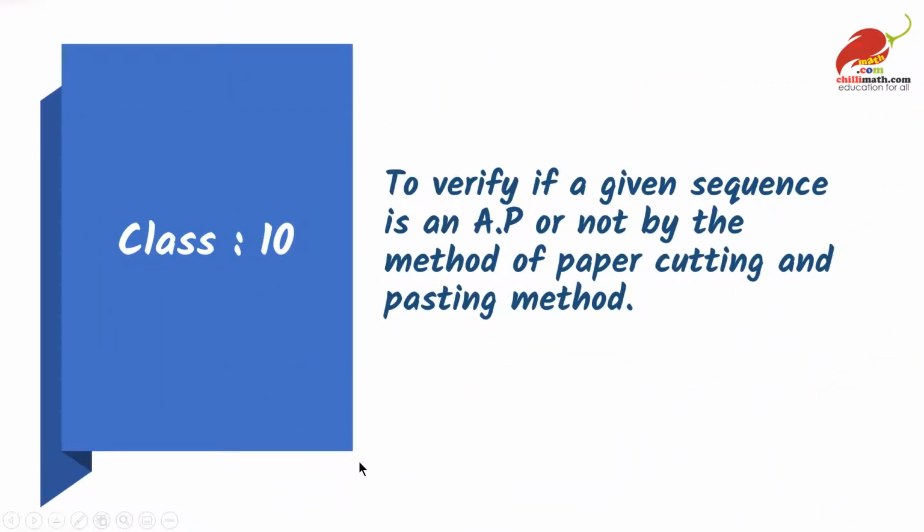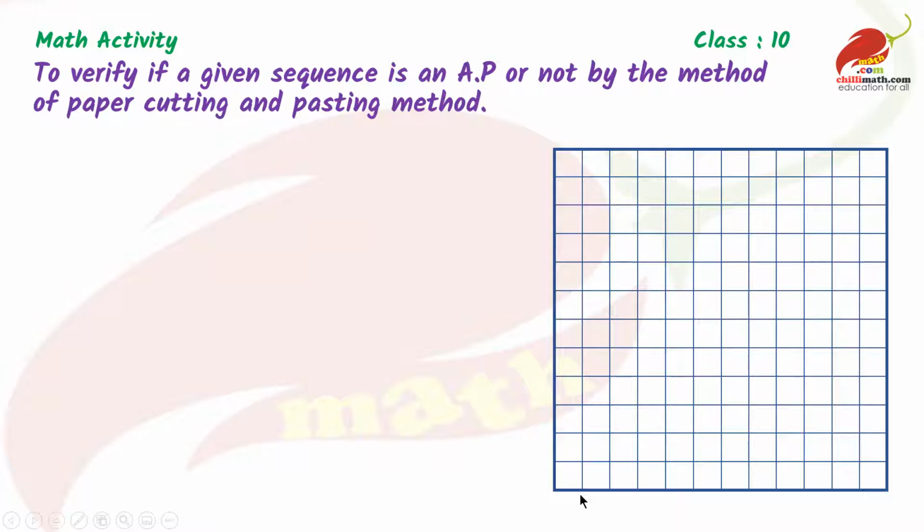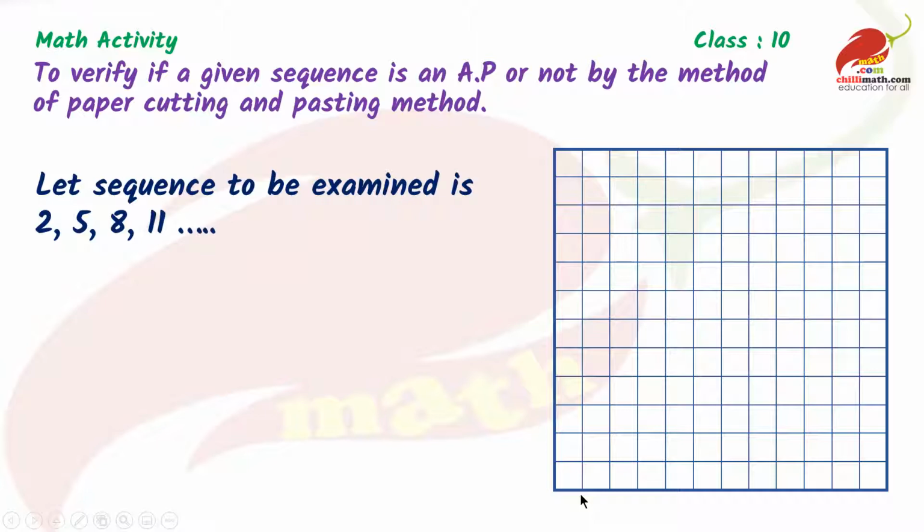Next activity is to verify if a given sequence is an AP or not by the method of paper cutting and pasting. To verify this, we'll take a square graph paper where each side of the square is equal to 1 unit. And let the sequence to be examined be 2, 5, 8, 11 and so on. Here we'll cut colored papers equal to 2 squares, 5 squares, 8 squares and 11 squares and paste them on these squares like this. 2, this is 5, 8 and this represents 11 squares.